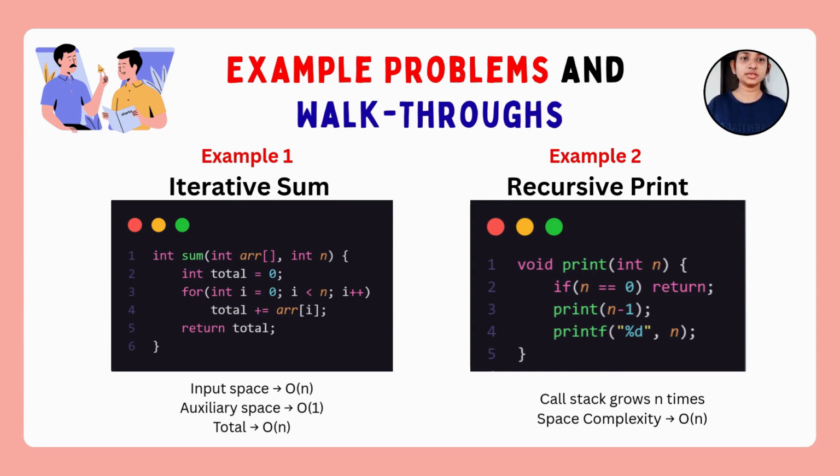Let's talk about the second example, a recursive function. Look at the example. Now look at input. Input is a single variable n, so input space is O(1). Next, look at recursion. The function calls itself n times. Each call uses stack memory. The call stack grows n levels. Final answer: number of function calls equals n. Stack space equals n. Therefore, space complexity is O(n).